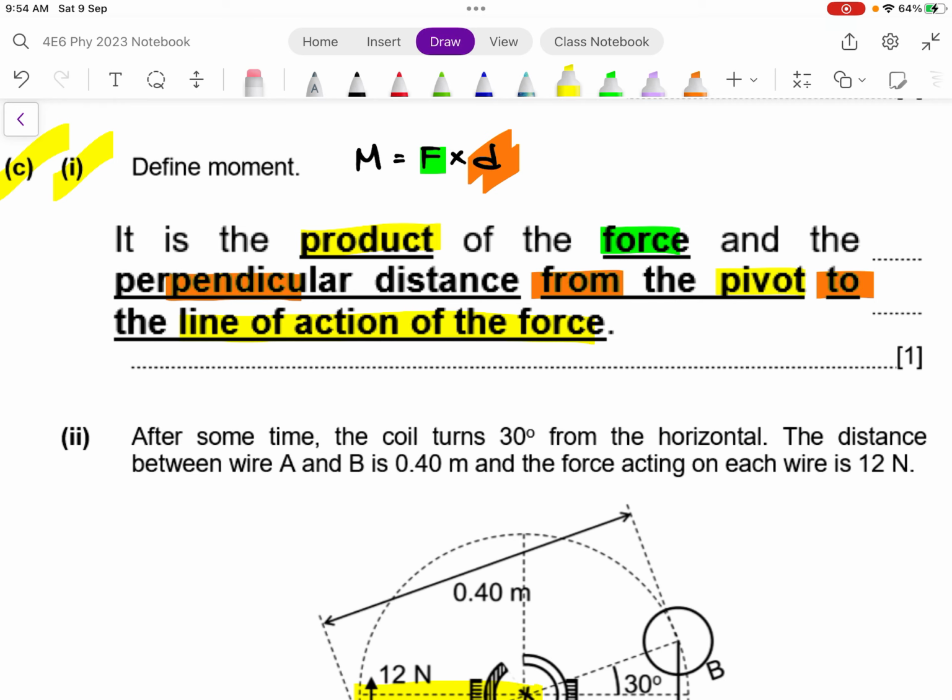Okay, there is no such thing as line of action alone. Line of action is a property of a vector. Okay, so I can have line of action of a force, line of action of velocity, line of action of acceleration. Line of action is just the extension of a vector.